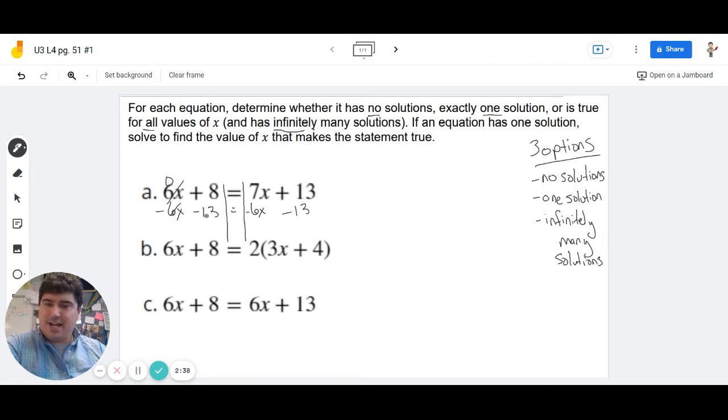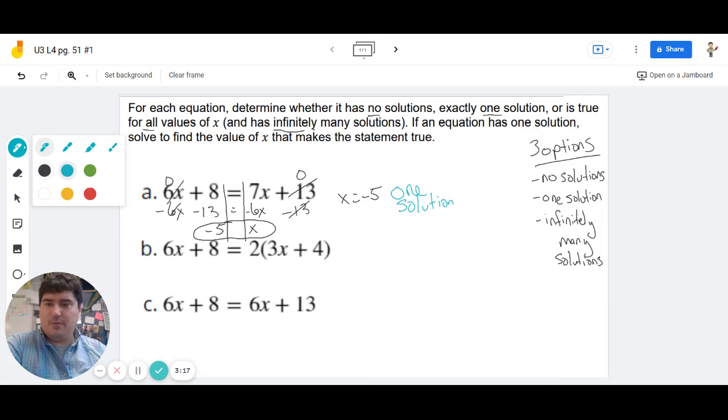What you'll notice is that each side of the equal sign highway has minus 6x and minus 13. So let's cancel those out, and we're left with 0 for that. Plus 8 minus 13 is negative 5. 7x minus 6x is just x. So the answer here is x equals negative 5, which means that it has one solution. So letter A has one solution.